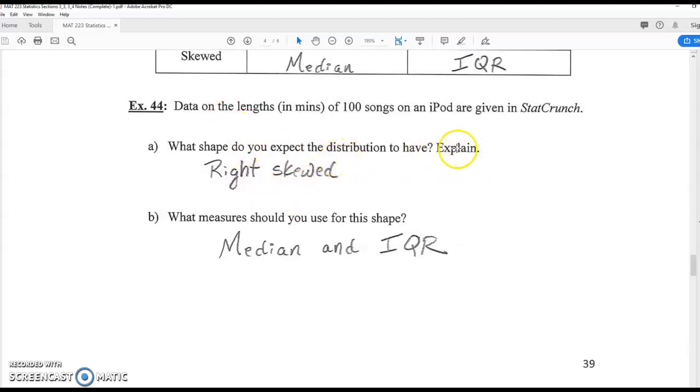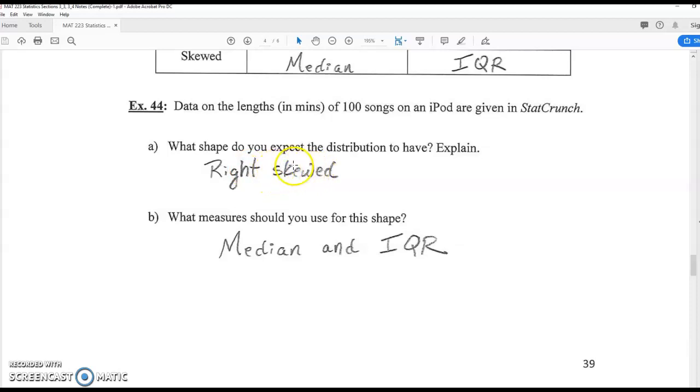Now, I didn't write the explanation, but most songs, if you're thinking about it, are 2, 3, maybe 4 minutes. Every once in a while I get a really long song. You know, I happen to like Meatloaf, and Meatloaf likes to do 8, 9-minute songs. I don't even know who Meatloaf is. But there will be some really long songs. There will be most songs between 2 to 4 minutes. There might be some really short songs if you have a jingle or two on there, like a commercial jingle or something. But that would mean it would look right skewed.